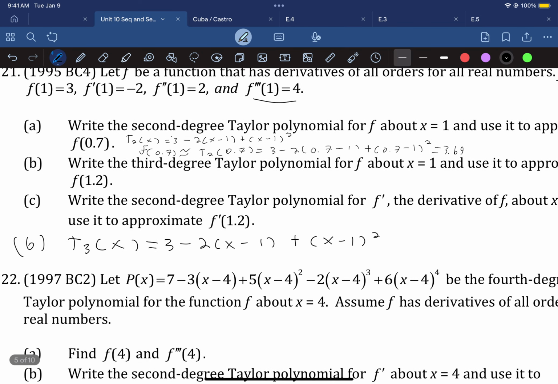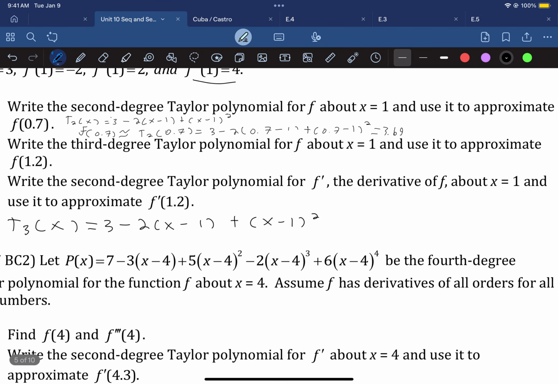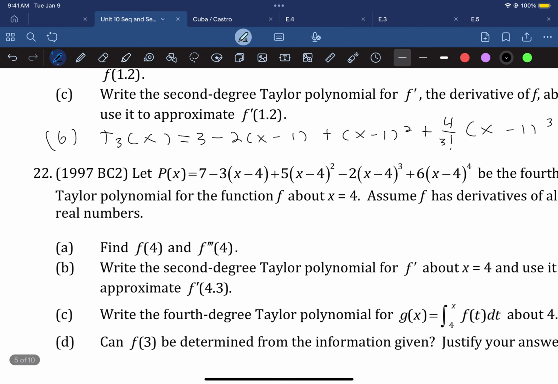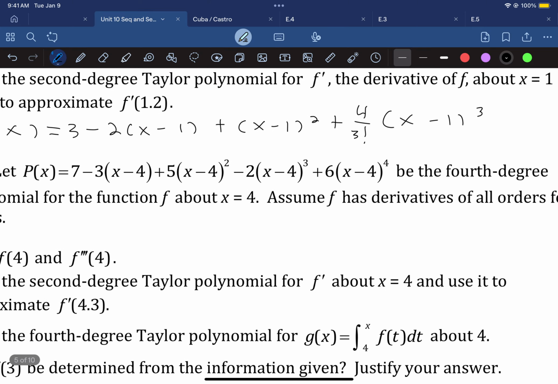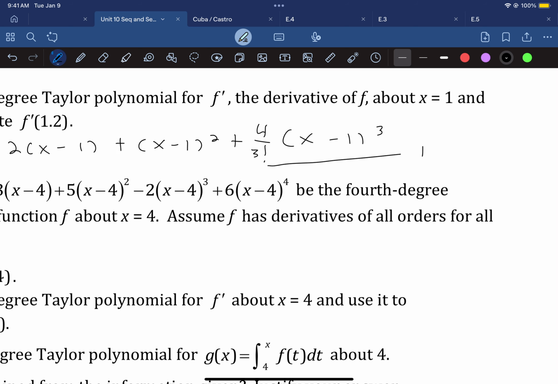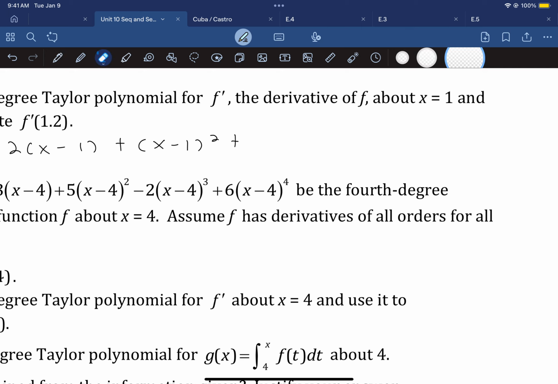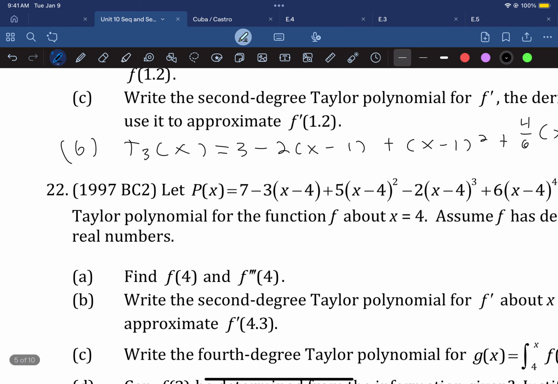Okay, and then now we need to deal with the third derivative, which is 4, plus 4 over 3 factorial times (x minus 1) to the power of 3. And then simplified, this leaves us with 4 over 6 times (x minus 1) to the third. So let me erase this right here and replace it with the simplified version, 4 over 6. Well, I could technically simplify that fraction, but that doesn't really matter. That'd just be 2 over 3.